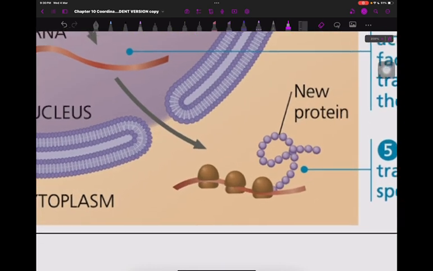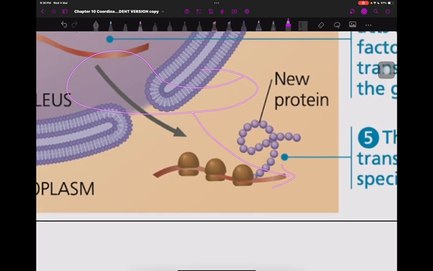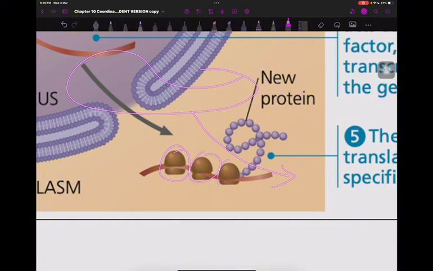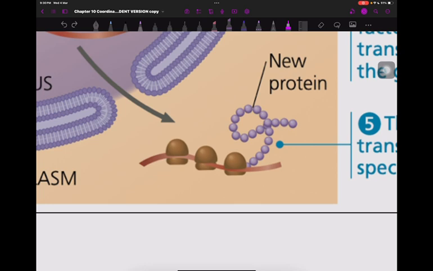Inilah. As we can see here, the mRNA, they exit the nucleus into the cytoplasm and the ribosome will bind to it. And then translation occur, protein will be produced. This protein, dia carry out specific response to the hormonal signal. So basically dalam protein ni, di sini dia ada information for the receptor.